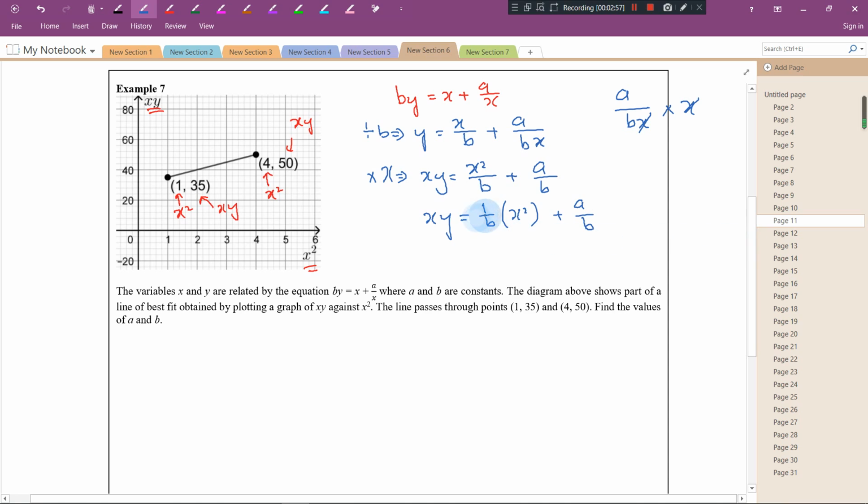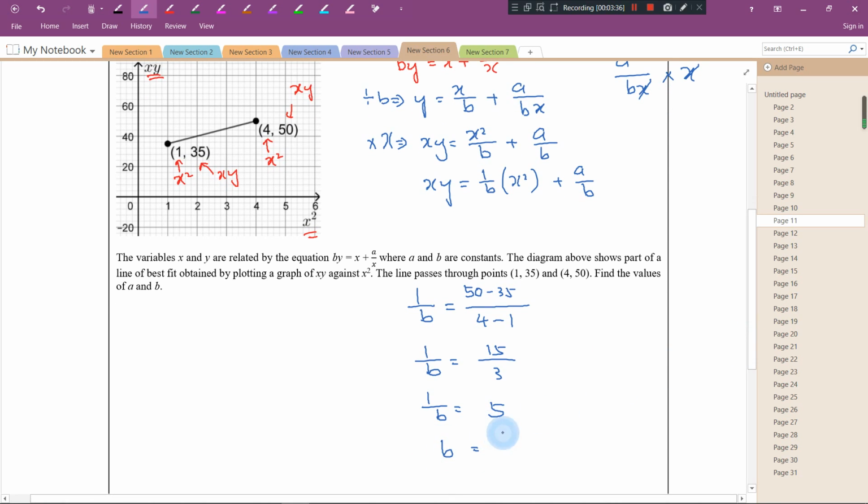Okay, so let's see how we get the values of a and b. I get the value of 1 over b first. I know that 1 over b is the gradient of this straight line. To find the gradient from these 2 points, I think it should be no problem, right? y2 minus y1 divided by x2 minus x1. So 1 over b is 15 over 3. 1 over b is equal to 5. And then you know b is equal to 1 over 5. Okay, we got the value of b.